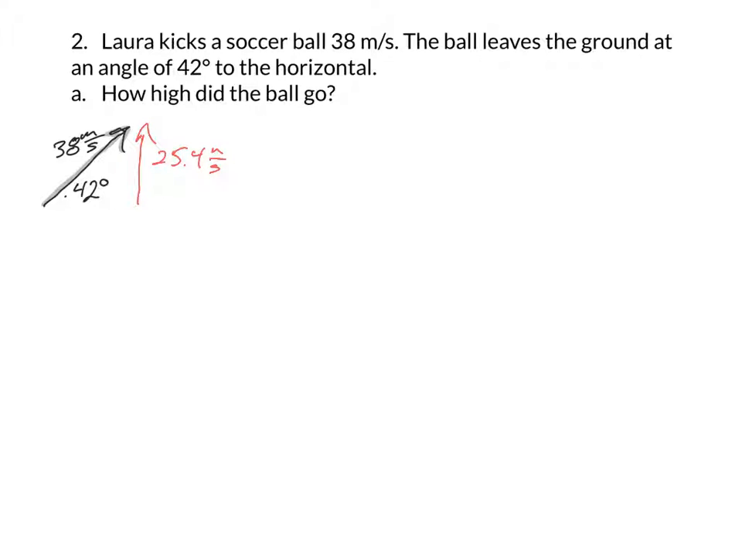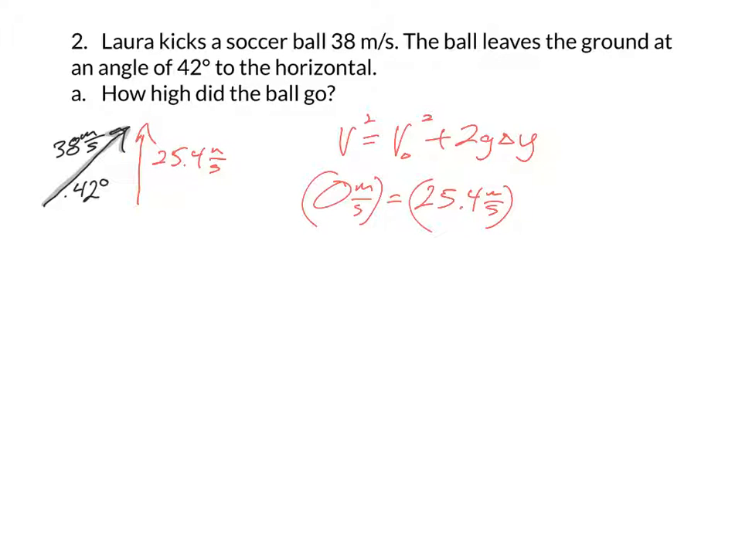Right away I can put that into v final squared equals v initial squared plus 2g change in y. Since this is just a halfway trip to the top of the path, I get a vertical velocity of 0. 25.4 was what we just did right there. Be sure to have that squared up there. Plus 2 times negative 9.8 meters per second squared, and then change in y.